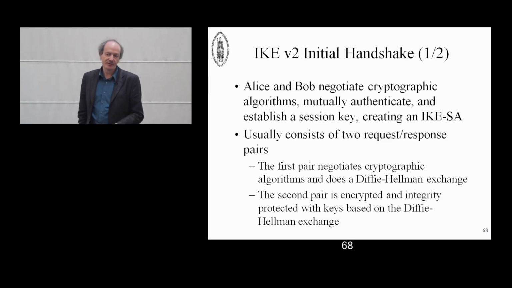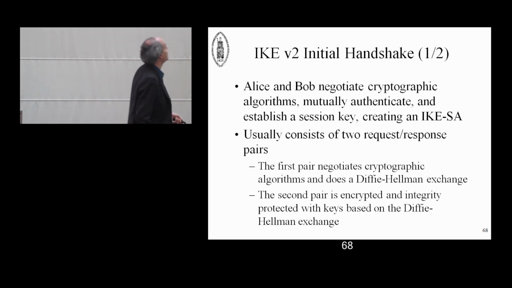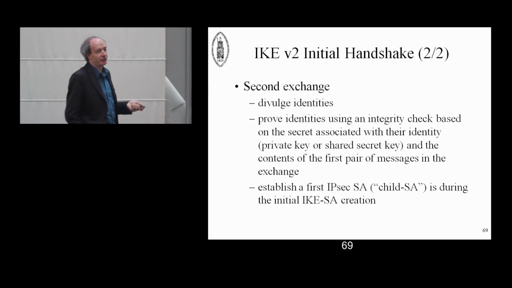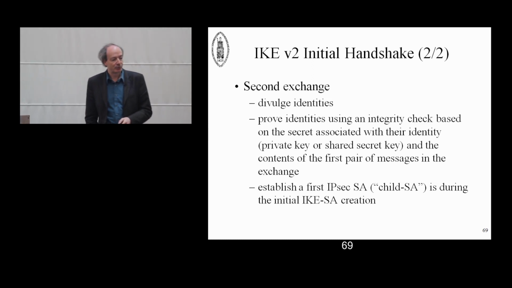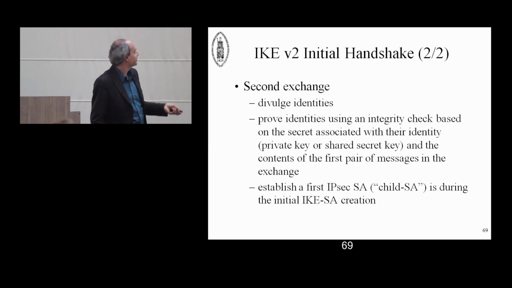So as I said, it's 2 stages again. So you first negotiate algorithms and do a Diffie-Hellman exchange, and then you authenticate within this session encrypted under the previous key. That's more or less what you do. So it still has these 2 stages. So in the second stage, you tell the other party who you are, which you hide in the first stage, and you prove who you are. Okay. And so you establish a first secure association.